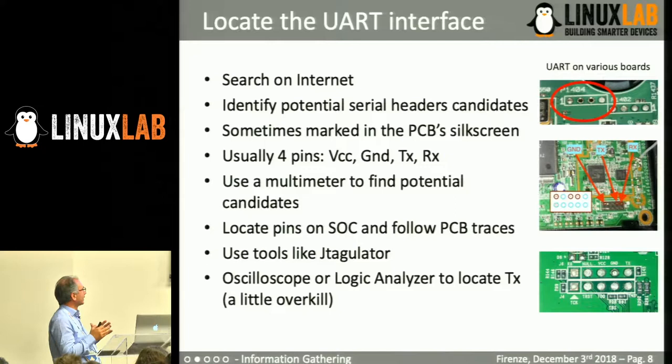You can also, if you have identified the system on a chip on the printed circuit board, and if you have the pinout of the system on a chip, identify the serial console on the pinout of the chip and try to follow PCB traces. It can be difficult because in a multi-layered board, it's not easy to follow traces on the PCB. You can also use tools like the JTAGulator. The JTAGulator is a nice tool with about 20 pin headers that you can connect to potential candidates and start an automatic scan, and it is able to identify the serial console and also the JTAG interface.